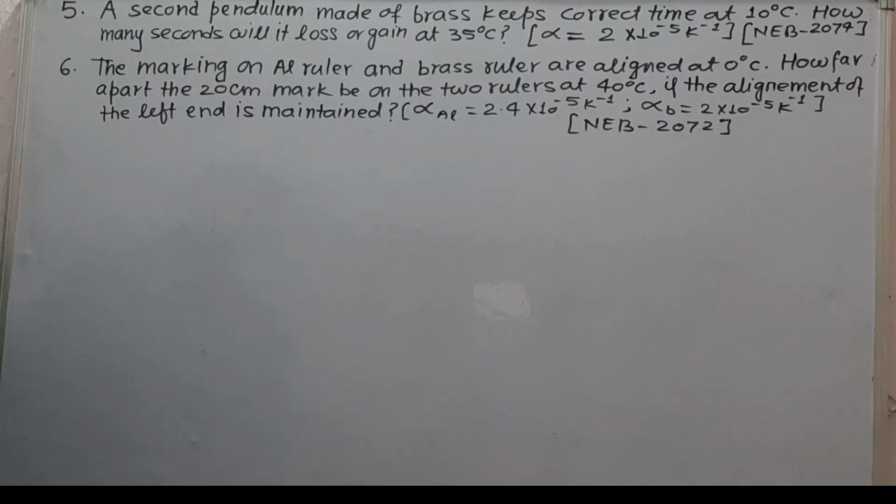Next question number 5. A second pendulum made of brass keeps correct time at 10 degrees Celsius. How many seconds will it lose or gain at 35 degrees Celsius? Linear expansivity of brass is given.